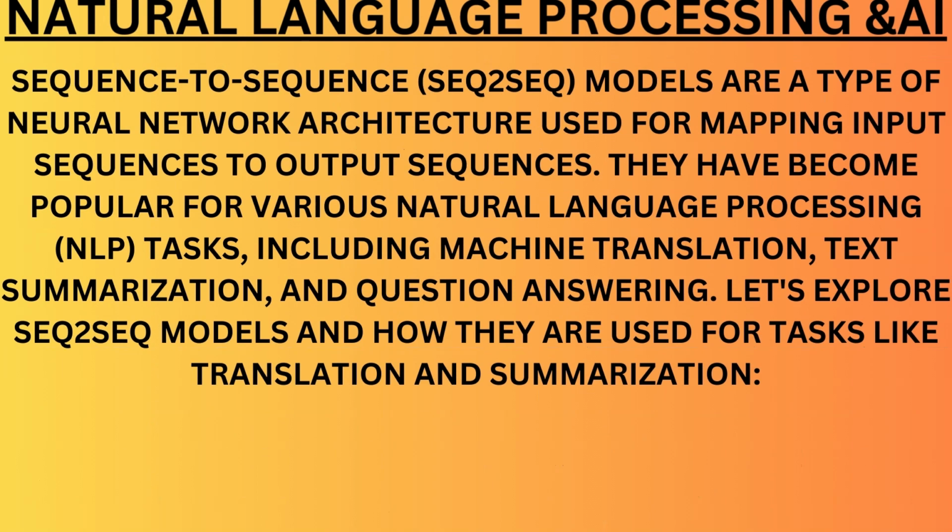Sequence-to-sequence models are a type of neural network architecture used for mapping input sequences to output sequences. They have become popular for various natural language processing (NLP) tasks, including machine translation, text summarization, and question answering. Let's explore sequence-to-sequence models and how they are used for tasks like translation and summarization.